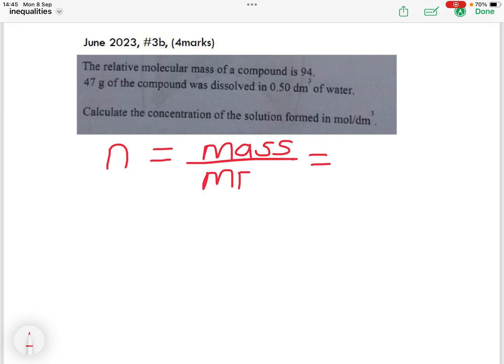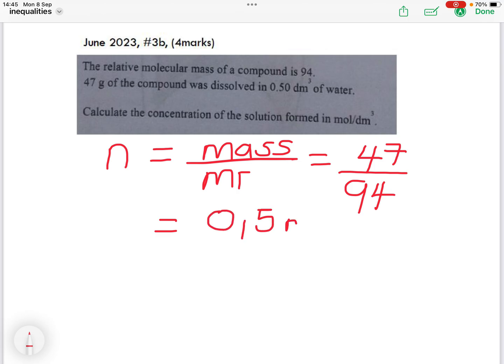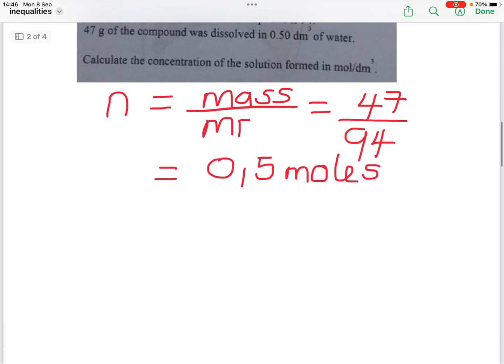So we say number of moles is equal to given mass over the molecular mass, right? So here the given mass, we are given 47 grams. We are informed that the relative molecular mass is 94. So 47 divided by 94, we are going to get our answer is 0.5 moles. So number of moles is equal to given mass over molecular mass. 47 divided by 94, we get 0.5. So this is the first step.